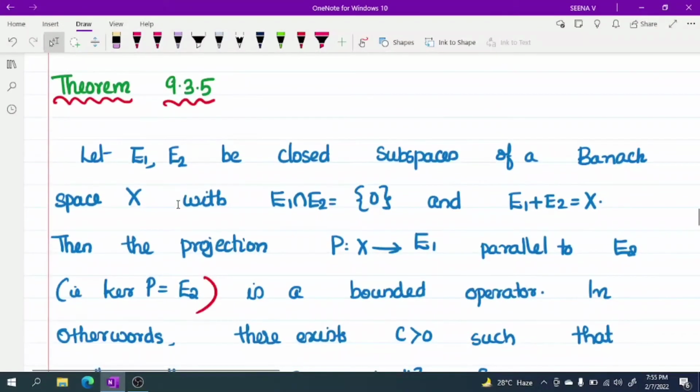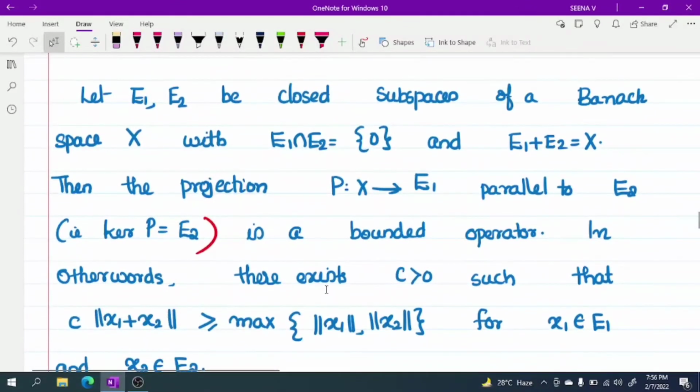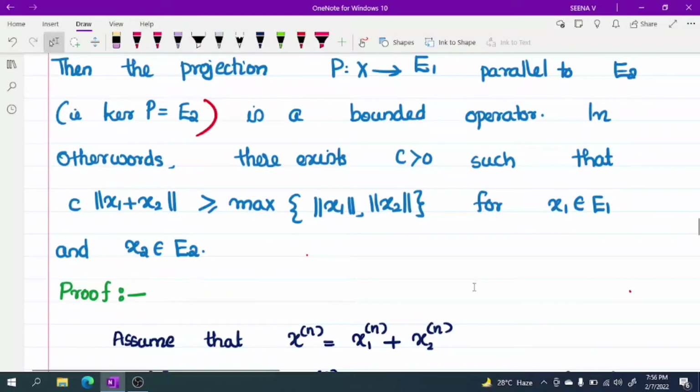Now moving to the last theorem. Let E1 and E2 be closed subspaces of a Banach space X with E1 intersection E2 equal to the set {0} and E1 plus E2 equal to X. Then the projection P from X to E1 parallel to E2 is a bounded operator. In other words, there exists a C greater than 0 such that C times the norm of x1 plus x2 is greater than or equal to the maximum of the norms of x1, x2, for x1 belonging to E1 and x2 belonging to E2.